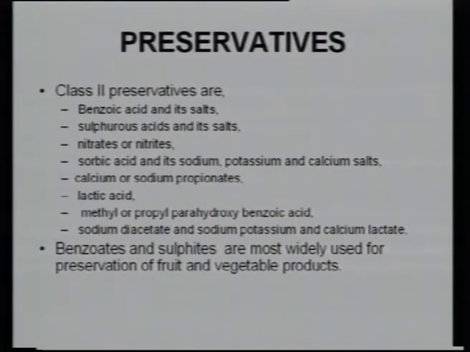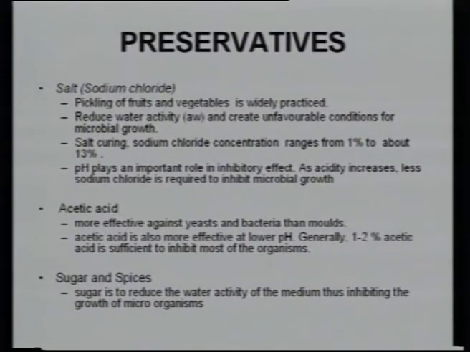Now the other is class 2 preservatives. They are the chemical source, like benzoic acid and salts, sulfurous acid and salts, nitrates, sorbic acid, lactic acid. But mainly for food purposes, benzoates and sulfites are mostly used. And nowadays even sorbic acid has also been allowed for fruit and vegetable processing. So these three class 2 preservatives could be given importance and detailed more.